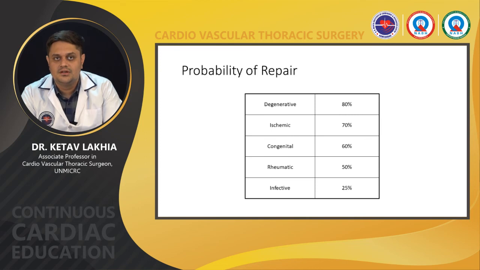Now, this slide shows the probability of mitral valve repair according to the etiology. The success ratio of mitral valve repair is highest if there is a degenerative cause of mitral valve disease. It can be as high as 80%. The second is ischemic MR, at 70%. In congenital causes, it is 60%. However, in rheumatic and infective etiology, the probability of repair is on the lower side, that is in rheumatic only 40 to 50% and infective it is 20 to 25%.